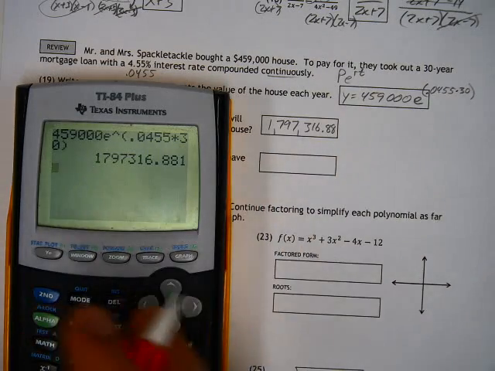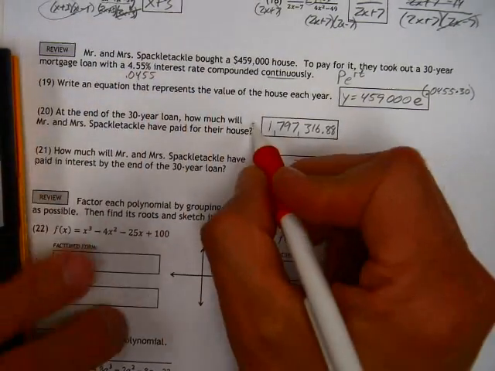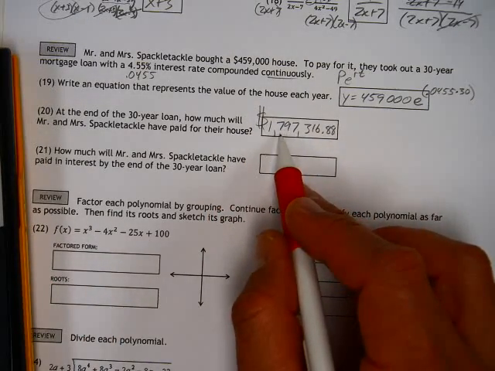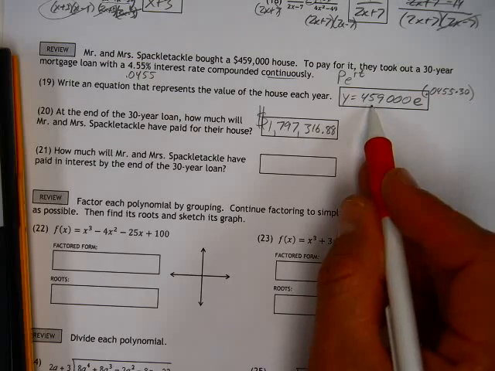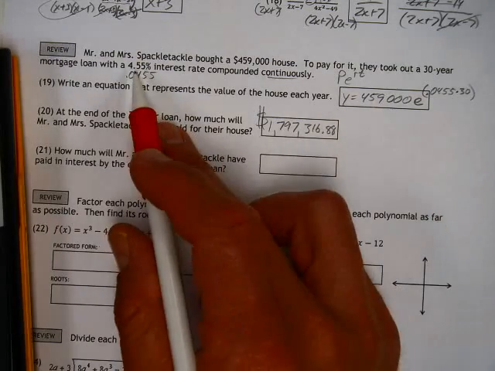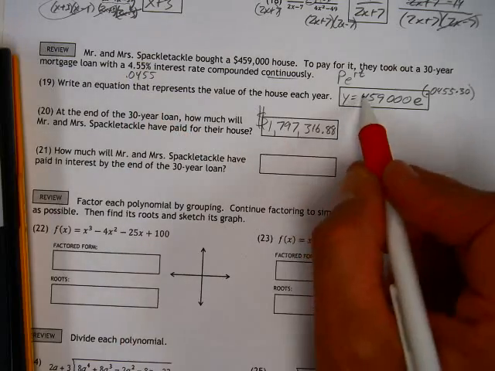Well, that's interesting, because that means that they actually paid over $1 million, almost $2 million, for a $459,000 home. It's because there's a lot of interest that goes into paying for this, even with a low interest rate like that. So you subtract this number.